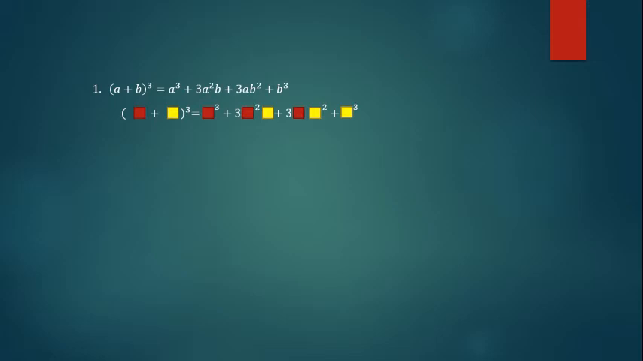Now you should know that the terms in the right hand side can be arranged differently. That is, the b cube can be written first and then the a cube can be written and then thrice a square b can be written. Those arrangements are obvious because addition is commutative. Then look at those red and yellow boxes.